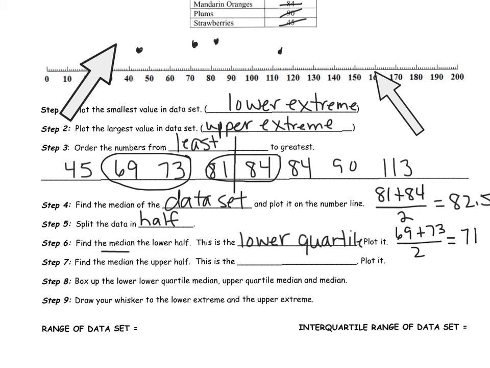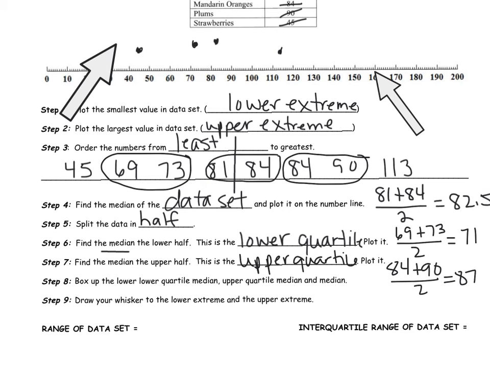Then I'll do the same thing for the upper half. When I count in, I get two numbers, so I've got to do 84 plus 90 all over 2. When I do that, I get 87. So my upper quartile is 87, and I'm going to plot that right there. Now it says box up the lower quartile, upper quartile, and median. So every median that I found becomes part of the box, and then my whiskers go to my extremes. And that's how you draw a box and whisker plot.